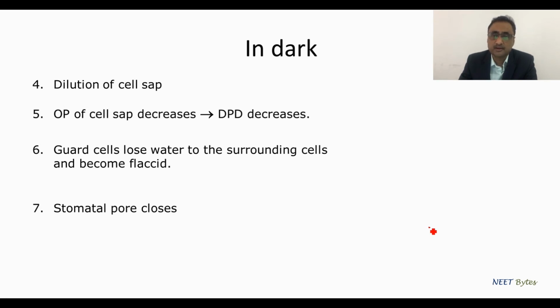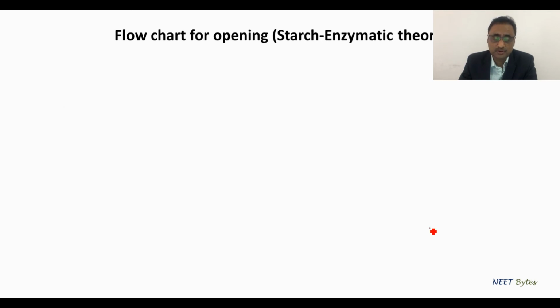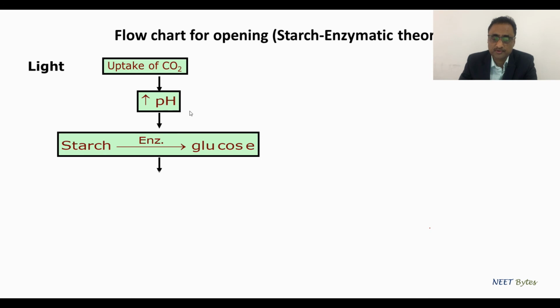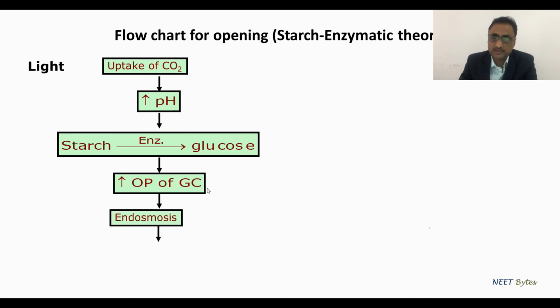If I show it through a flow chart, we can show it like this: uptake of CO2, then there is an increase in the pH, it is getting basic, so starch is getting converted into glucose, osmotic potential of guard cells increases, endosmosis, GC become turgid, and the stomata open.